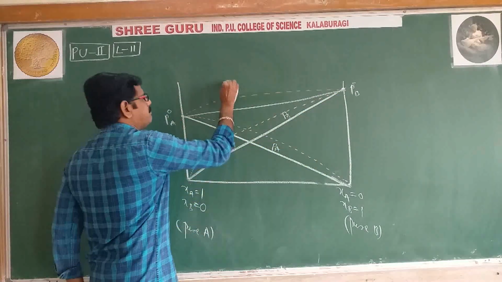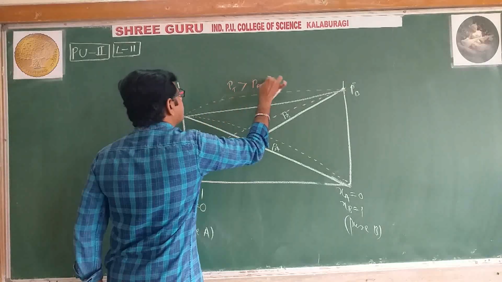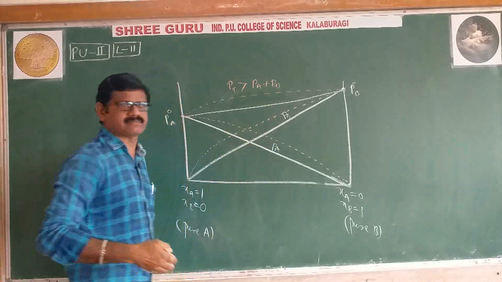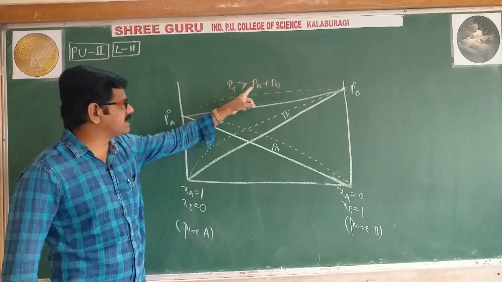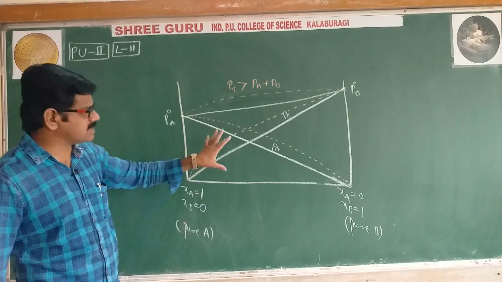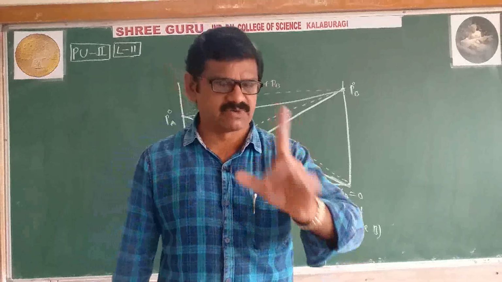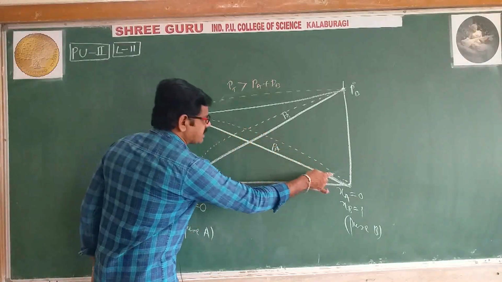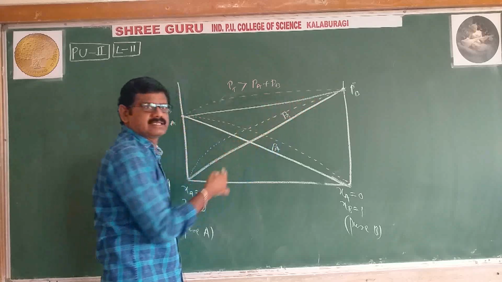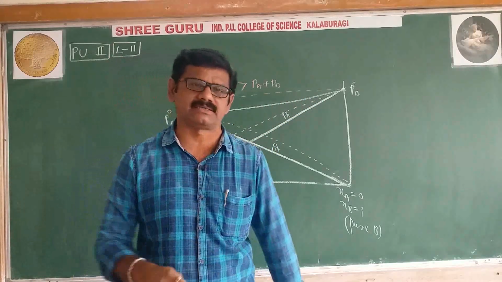Here we cannot write PT equal to PA plus PB. PT is greater than PA plus PB, we have to write. Total is greater than PA plus PB. This is the graph for a non-ideal solution with a positive deviation, remember. Here PA pressure increases, PB pressure increases, automatically total pressure also increases.